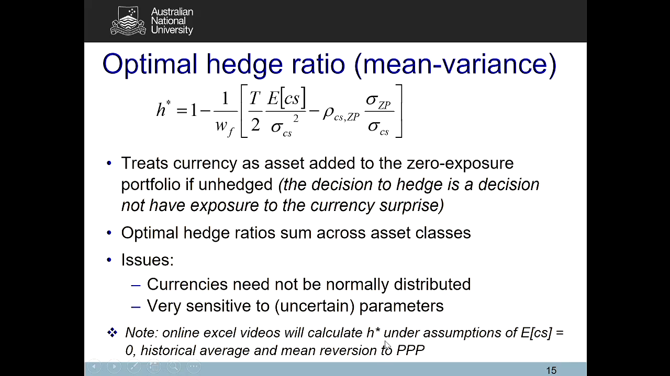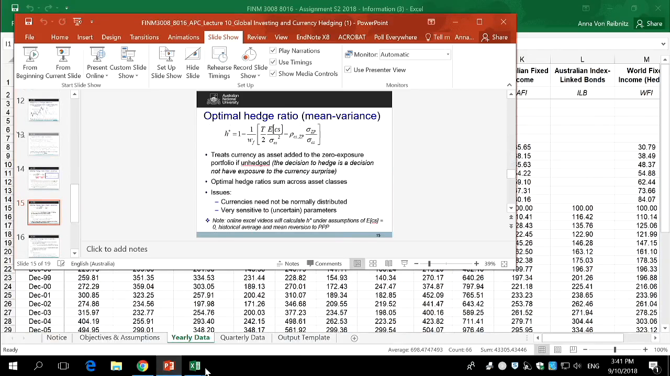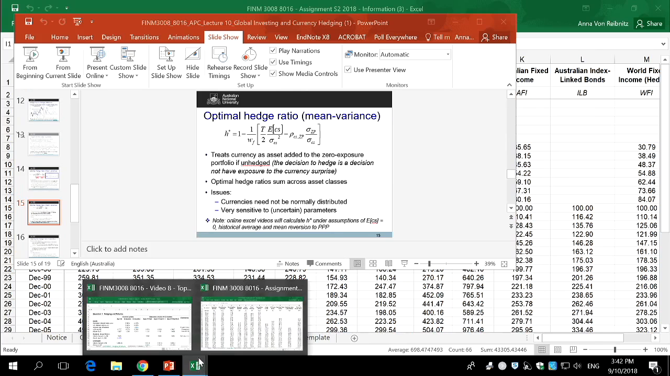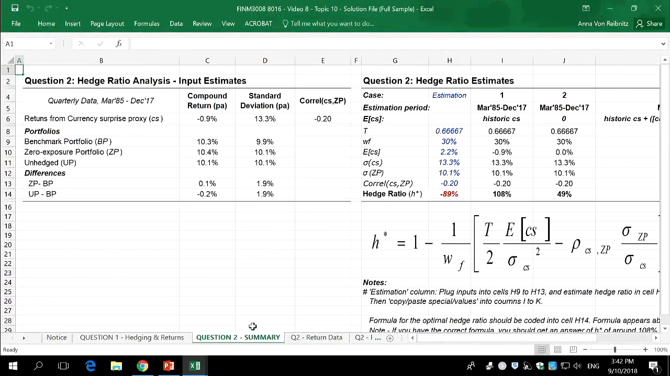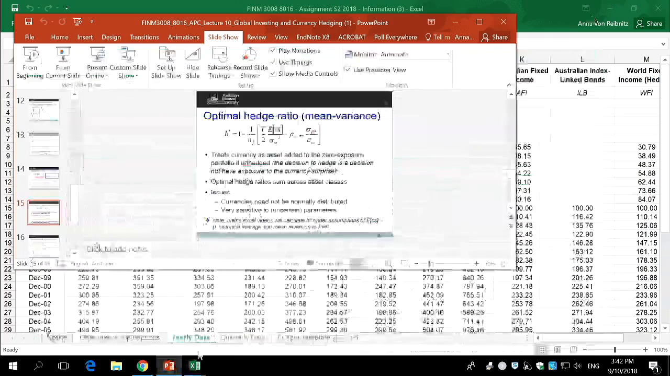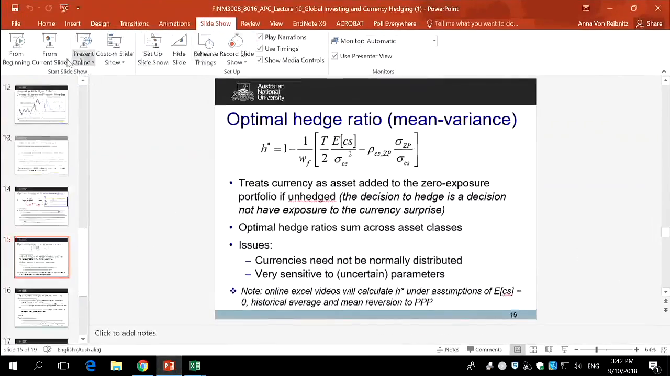Now, in the Excel video, you're going to calculate the optimal hedge ratio assuming a zero expected currency surprise, the historical average, and a mean reversion. And if you haven't done it already, just to show you how sensitive it is, these are three different optimal hedge ratios where all you're doing is changing what you expect the currency surprise to be. You're going from having a negative hedge ratio to above 100% to about 50%.